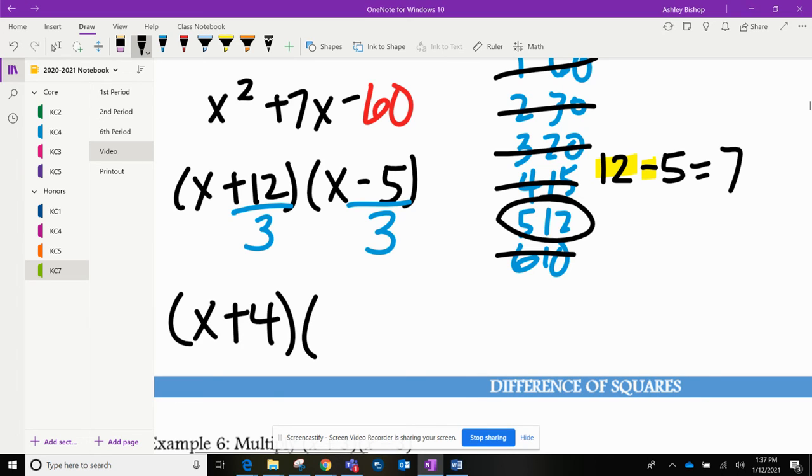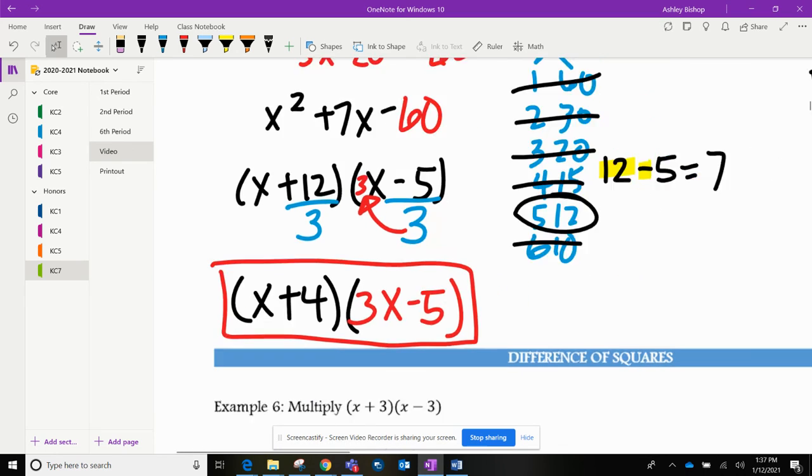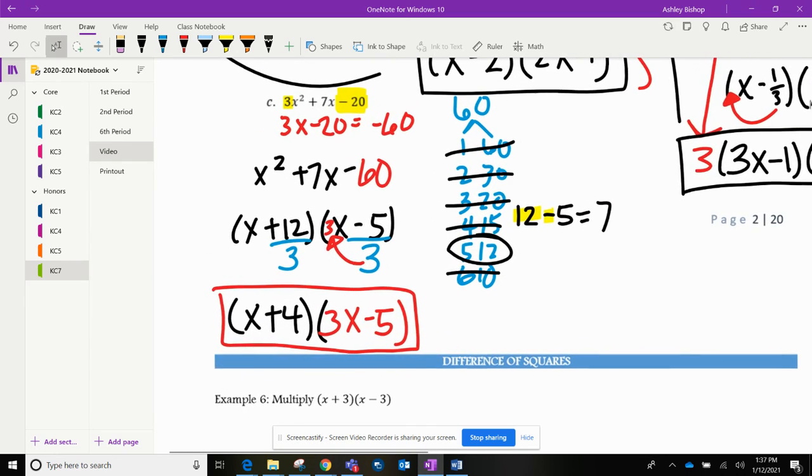And then x minus 5 divided by 3. 5 over 3 does not simplify. You can double check in your calculator. So I'm going to slide this 3 in front of the x. So I'm going to have 3x minus 5. No more fractions. Your final answer should have no fractions. And I don't have anything outside the parentheses because there was no greatest common factor.